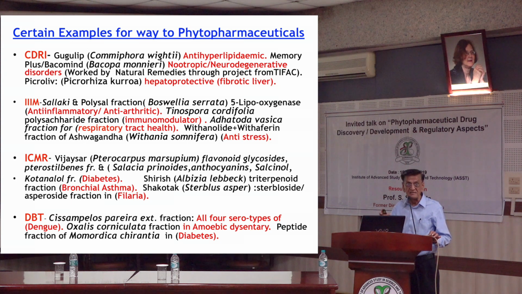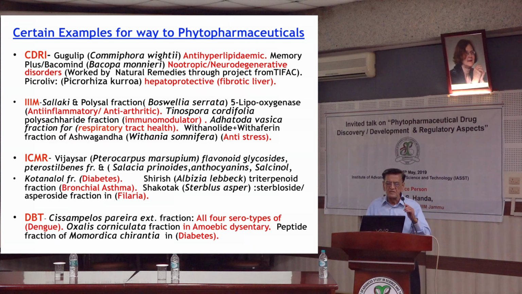And that's a gray area. Those who are working on the CNS system, this is one of the potential leads which is already available in Bacopa as a nootropic drug. And of course, the natural remedy worked for quite some time. And so then is the Picrorhiza kurroa. And then comes the IIIM, Salaki, I have given an example earlier.